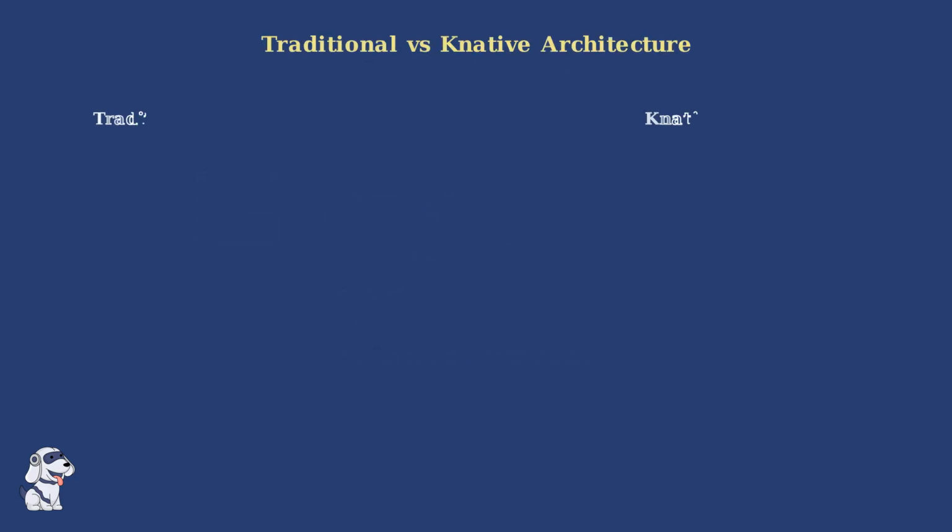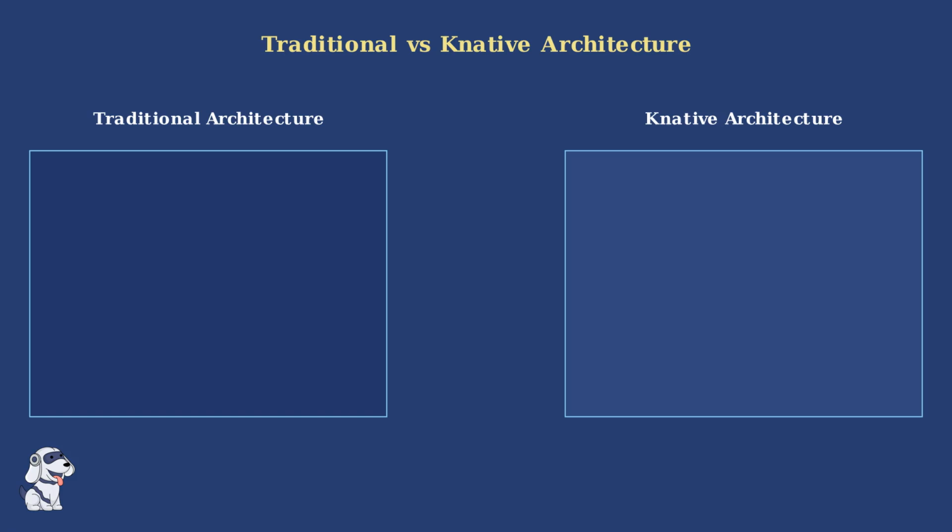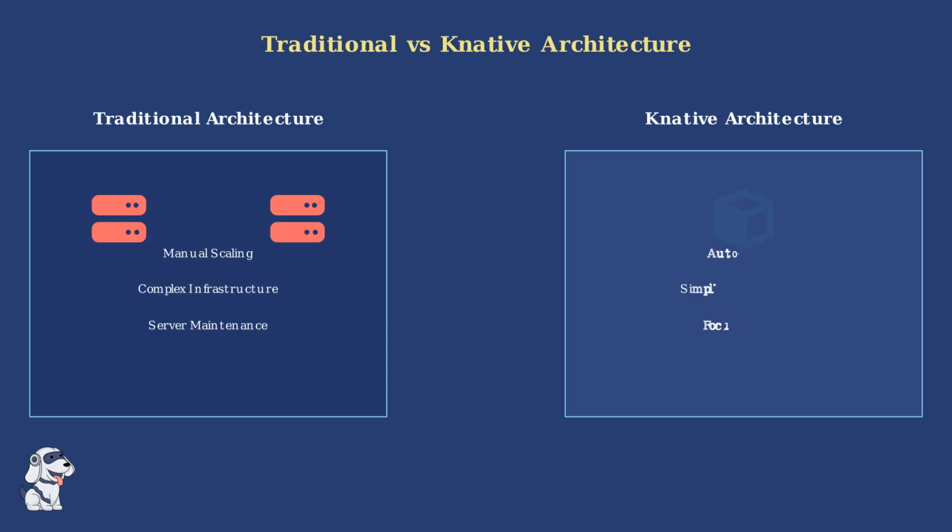Now let's compare traditional architectures with native-based ones using side-by-side diagrams to highlight the key differences and benefits. In traditional architectures, you manage servers manually, deal with complex infrastructure, and spend time on server maintenance instead of focusing on your application code. With native, you get automatic scaling, simplified deployment processes, and can focus entirely on writing code, while native handles the infrastructure complexity for you.